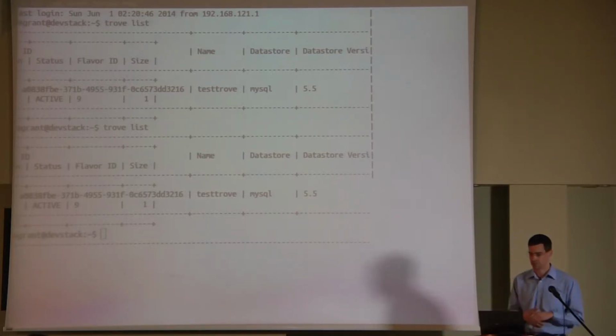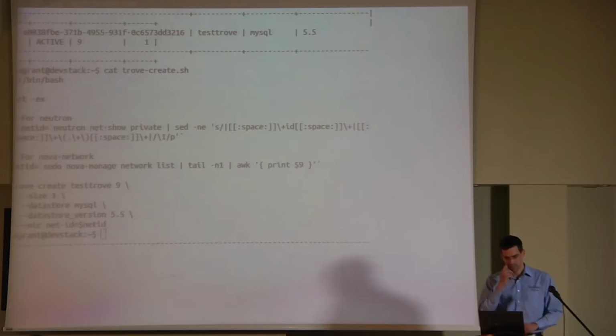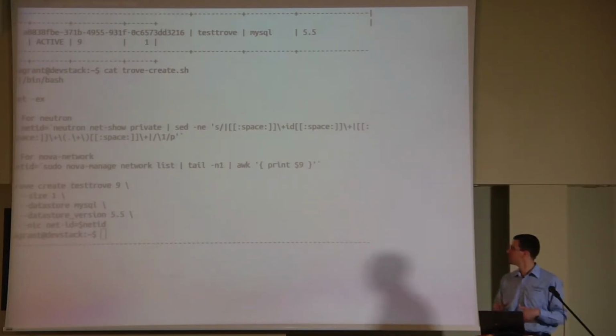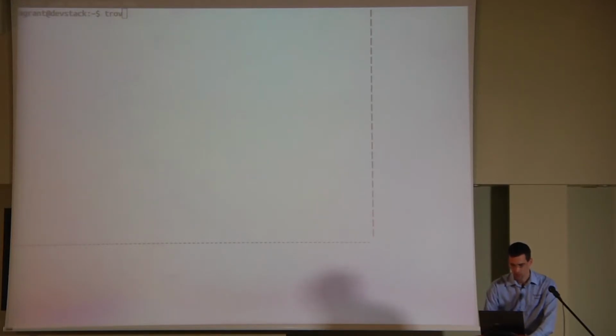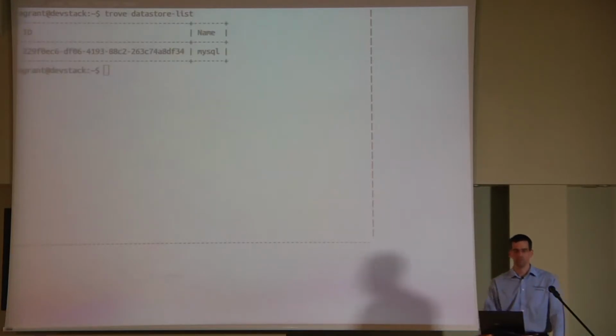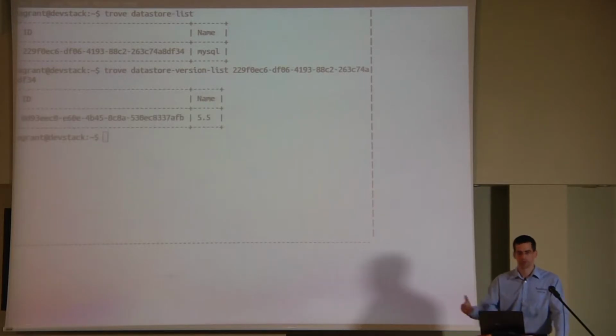And then you get this. And then there's a little script in here, that's my little trove create.sh. And once you hit that, it will actually create a Trove instance for you. The first thing that we're going to do is take a quick look at what data stores we have configured here. Very simple, that's just MySQL. And then we can do a version list of this, and we also have just a single data store version installed here.